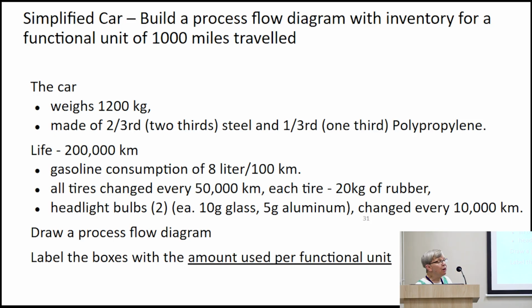This is a very rough example just for the classroom. So thinking about an automobile. It's a 1,200 kilogram automobile, 2/3 steel, 1/3 polypropylene. And of course, there's lots of other materials in an automobile as well, but this is the majority. It's not everything, the battery's not here, but it's a good start. It can drive 200,000 kilometers, and consumes 8 liters of gasoline per 100 kilometers.